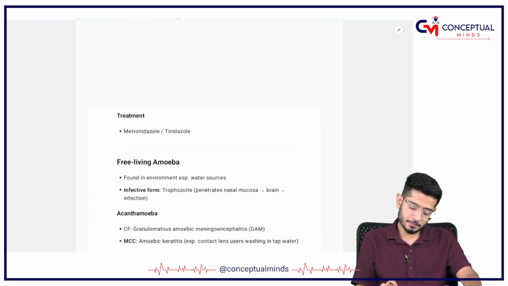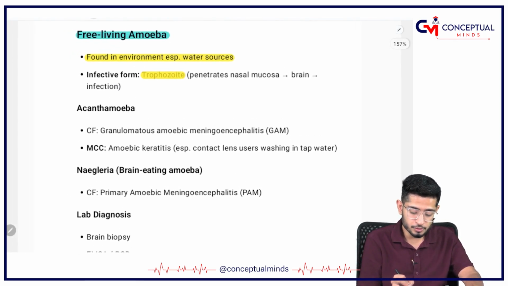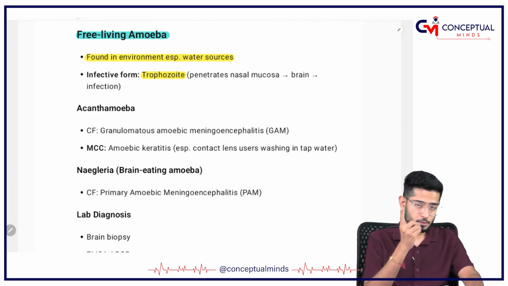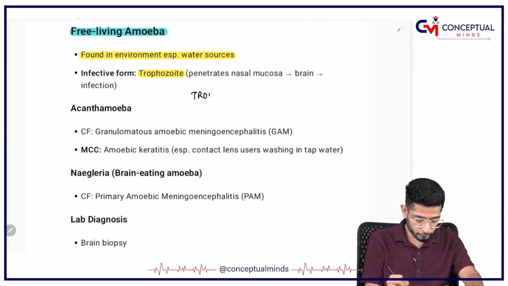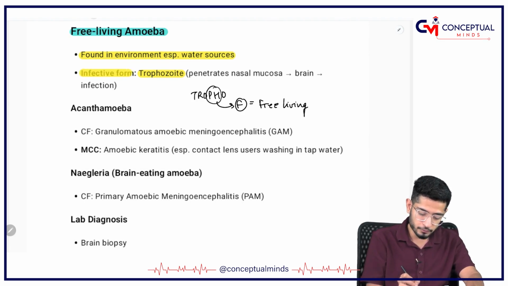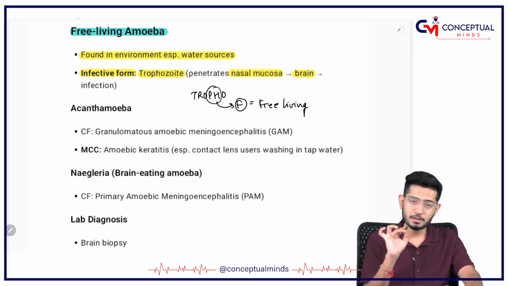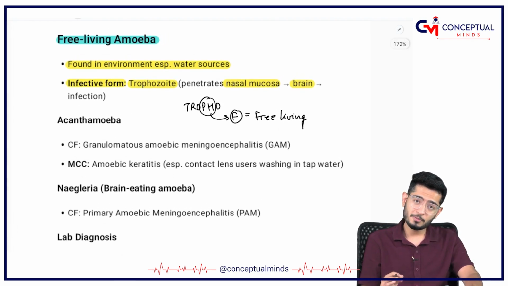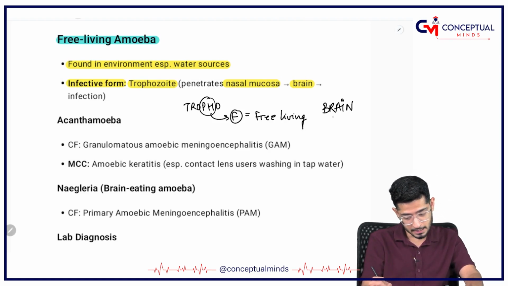So coming back to the free living amoebas, I have told you that for free living amoebas, the infective form is going to be trophozoite. Unlike Entamoeba where it was the cyst, here the infective form is trophozoite. Remember, trophozoite, the T is just like F, F is for free living. So for free living ones, the infective form is trophozoite. Now please remember, they can penetrate the nasal mucosa and go to the brain and cause infection. Free living amoeba can go to your brain, so they can cause brain infection also.